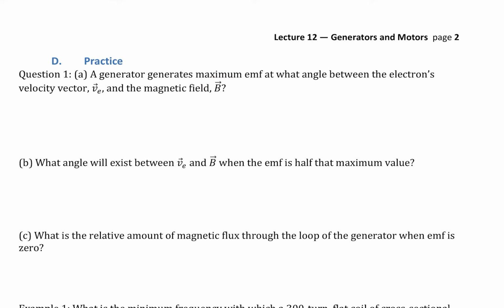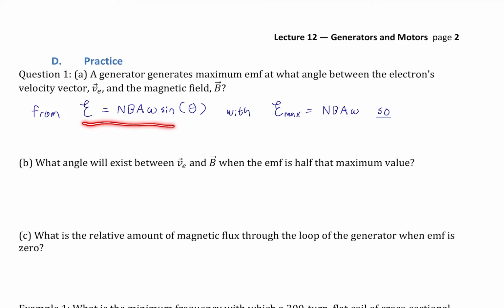All right, well, we know from this equation that the maximum EMF is just NBA omega. So that's essentially the amplitude of the function. EMF is a sinusoidal function with this being the amplitude. We saw that on the graph on the previous page. That was the amplitude of the sine curve. All right, so that's as big as it gets. It's the maximum induced EMF. So when does that happen?